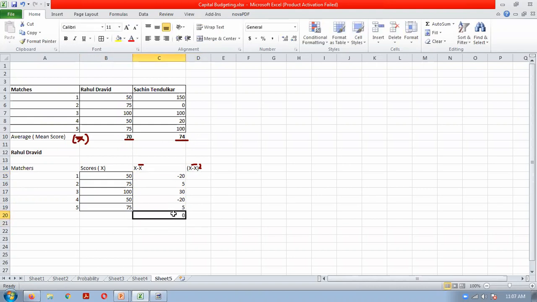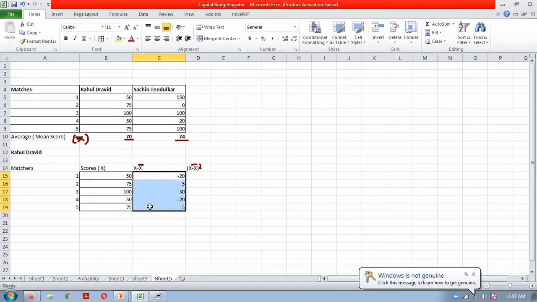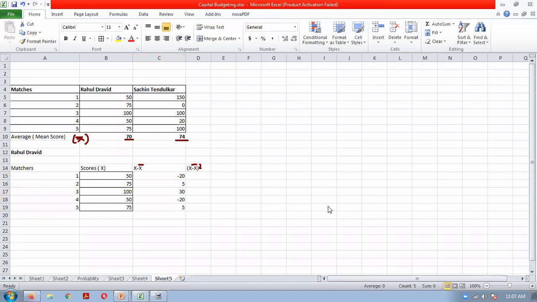If you do the total of x minus x bar now, it should always be 0. Okay, not required, just for understanding purpose. Total of x minus x bar will always be 0. You can write and keep: sum of x minus x bar will be 0. Now what you have to do? You have to do the square of this column. Okay, square, how can you do?